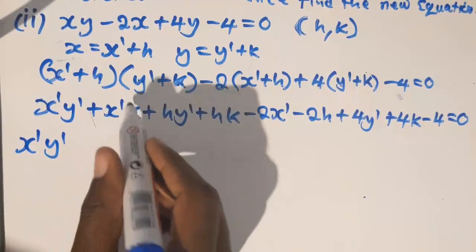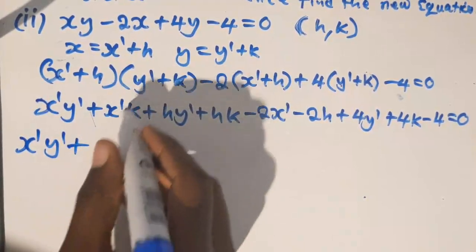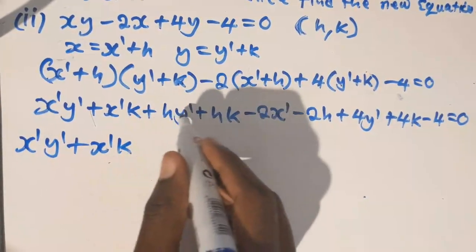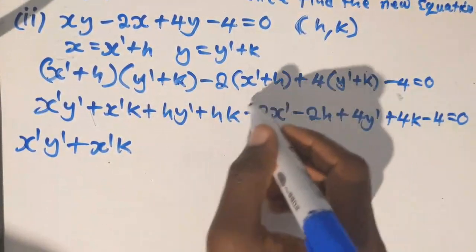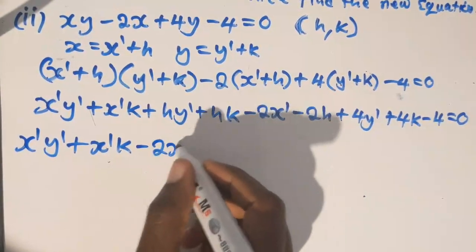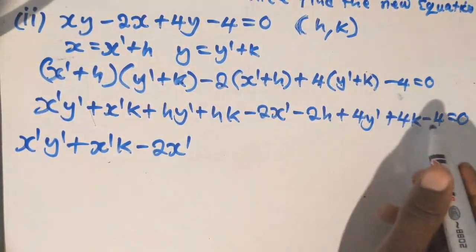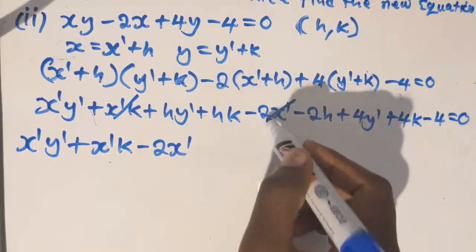So here, those that have x prime, there is this one. So you copy it. So you say it is positive x prime, then the k. You look for the one which has x prime in here. So the one which has x prime, it is negative 2x prime. So that is negative 2x prime. Then do we have any? No, we don't have. So we have gotten that. We also have gotten this.